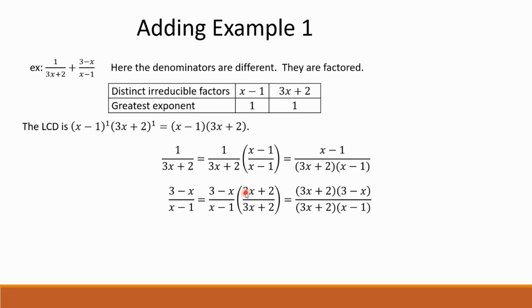Now from here, what we're going to get is this. The bottom we multiply by 3x plus 2. The top we multiply by 3x plus 2 as well. And this is what we get.